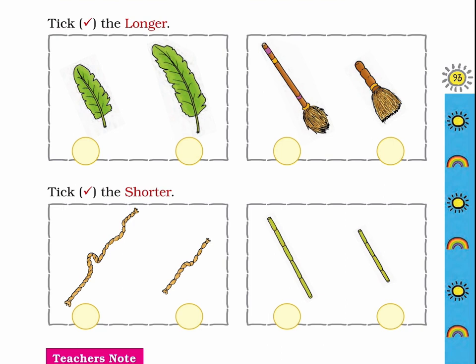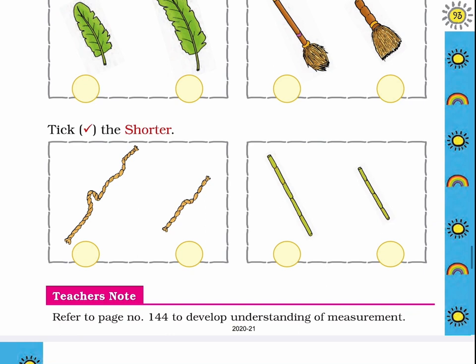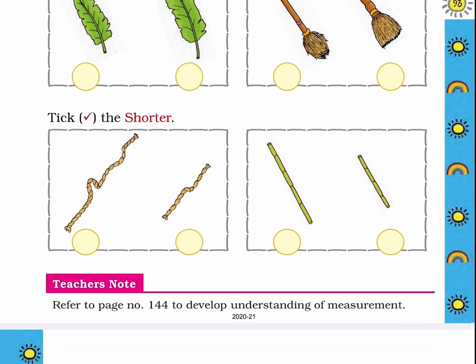Part 3, Picture 1 shows 2 ropes. Rope 1 appears to be as long as you are. Rope 2 is almost the same size as your arm. Identify the shorter rope. Picture 2 shows 2 similar sticks.